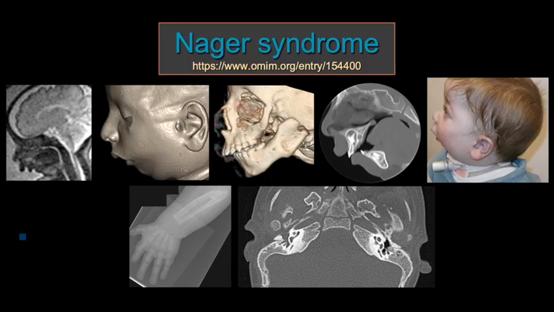A similar syndrome is Nager syndrome, much less common. Be aware of the potential for airway obstruction due to micrognathia. Again, temporal bone anomalies, and in this condition, radioulnar synostosis.